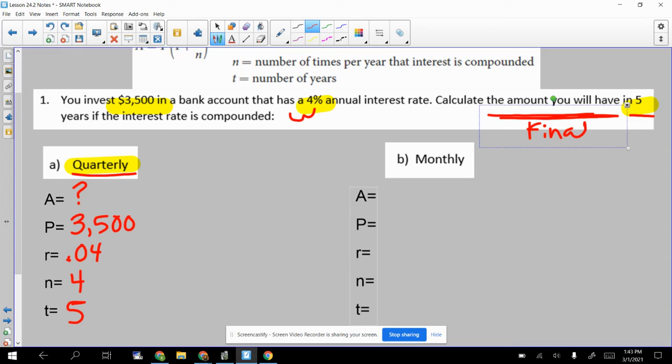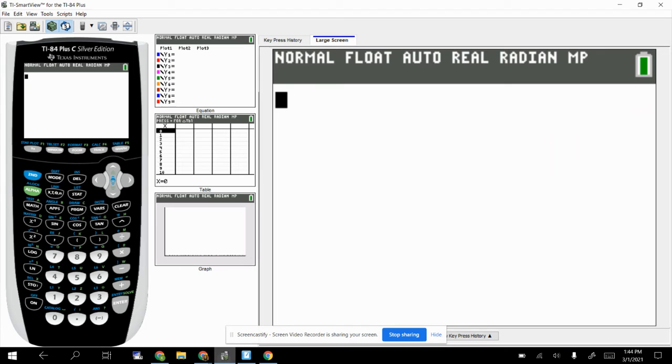Okay, so now we're going to plug that into our formula. So we have A equals, so your P comes first. So 3,500 times 1 plus your rate, which is 0.04, over n, which is 4, to the n times t, so 4 times 5, or to the 20th. So you can just literally plug that into your calculator as is.